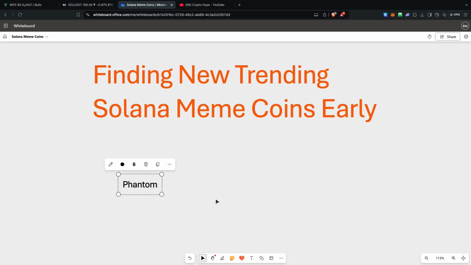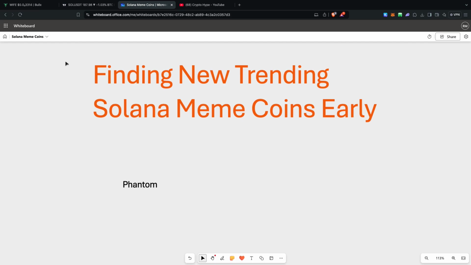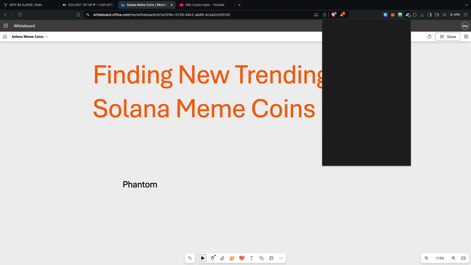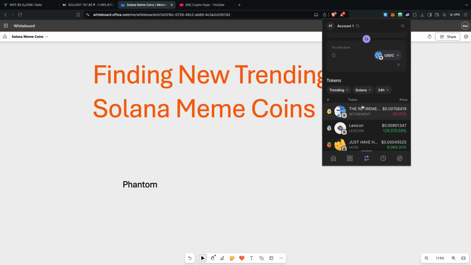Now if you take a look at Phantom Wallet, it has this amazing feature. I really hope that you already know what exactly Phantom Wallet is. I know for a fact that you have already used Dexscreener, you've already used Bullx, but this method is very, very overpowered, and I have been receiving very good results using it to find trending Solana meme coins.